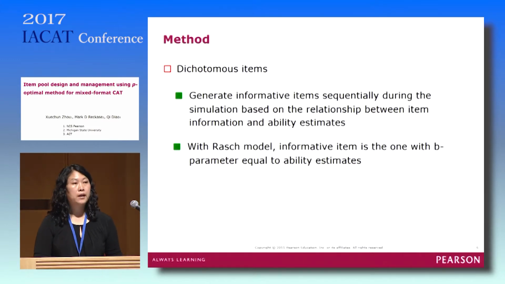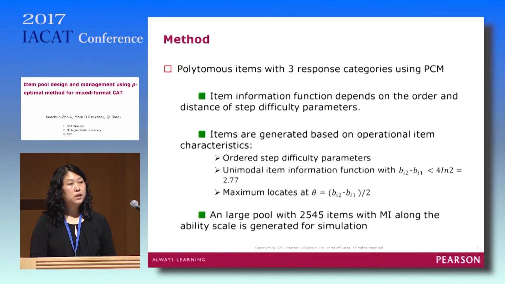For dichotomous items, in this study, they generated informative items sequentially using the simulation, based on the relationship between item information and ability estimates. For dichotomous items, they used the Rasch model, and an informative item is the one with the b parameter equal to the ability estimate. For the polytomous items, they used items with 3 response categories, under the partial credit model. And the item information function depends on the order and the distance of the step difficulty parameters.